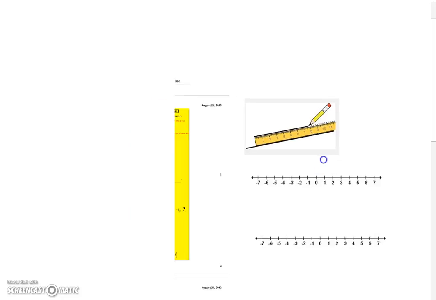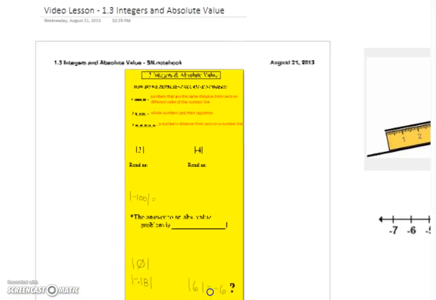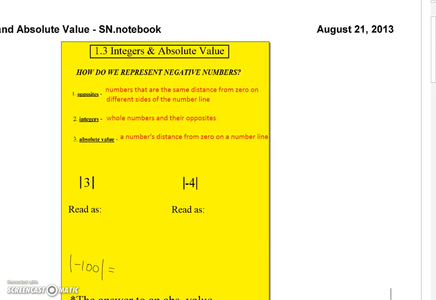Now, the main word I want to focus on during this session is: what is the definition of absolute value? It is a number's distance from 0 on a number line. I want to highlight that. It's a number's distance from 0 on a number line. And we use these little bars right here to denote absolute value.